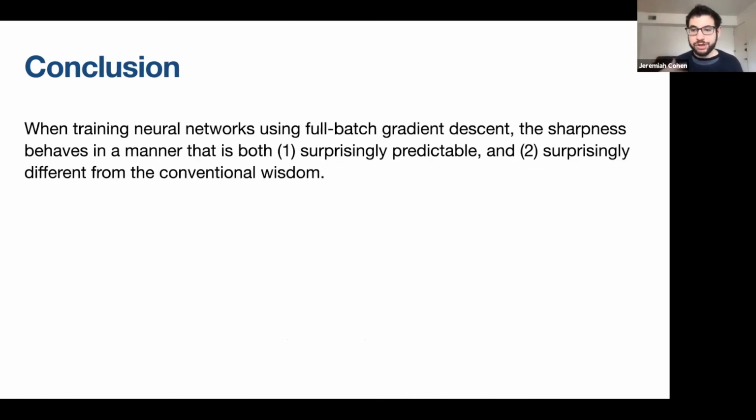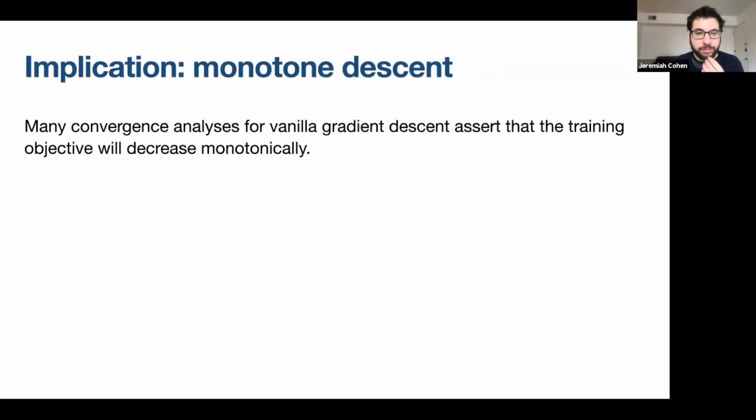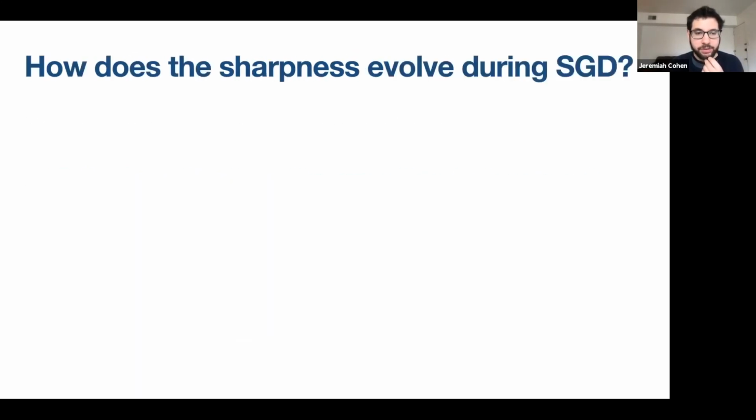Okay, so the conclusion, and then I'll take questions, is that when training neural networks using full batch gradient descent, the sharpness behaves in a manner that's both, one, surprisingly predictable, and two, surprisingly different from the conventional wisdom. I also want to give the warning: be careful about taking what you learn here and applying it yourself, because this is all for full batch gradient descent. I should talk about SGD. People are probably curious, so let me just do 2 minutes on SGD.